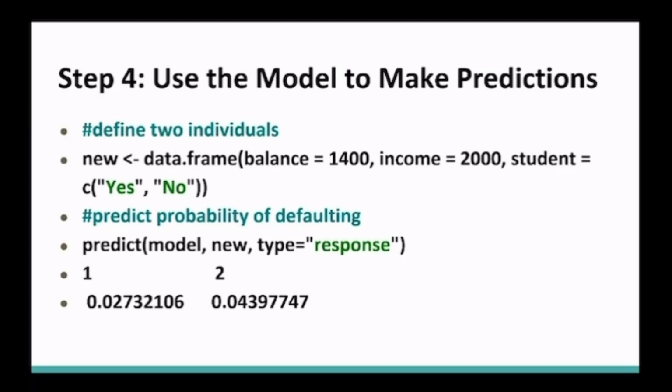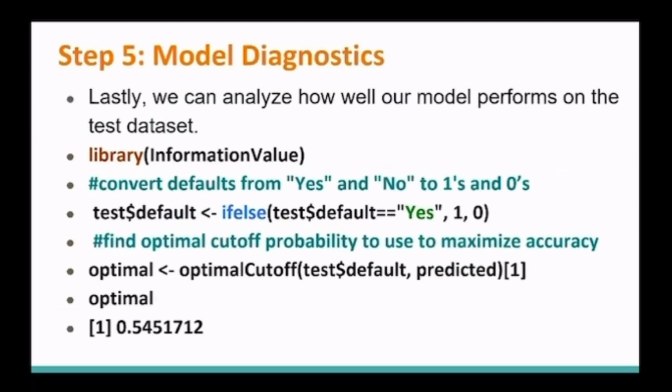No student is 0.04. Okay, who has more probability of defaulting? Somebody who has more probability of defaulting is somebody that is not a student. You see that now? That's what that is saying.